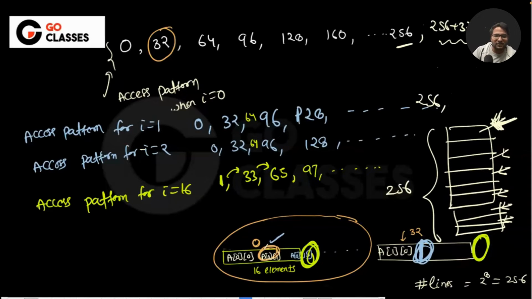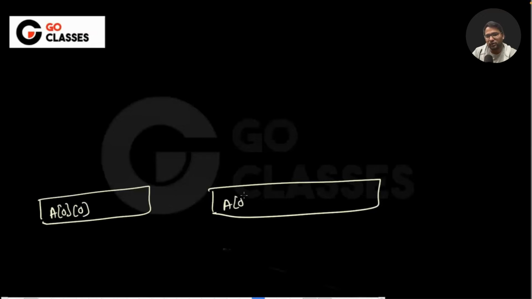Maybe this question is taking a little longer than I expected. See what I'm saying? You are accessing A00, then you are accessing A10, and then you will access A5110 or something, right? This array is too big. So you are accessing block 0, block 32, and then somewhere block 256, which will again map to line 0. Then you are accessing 256 plus 32.